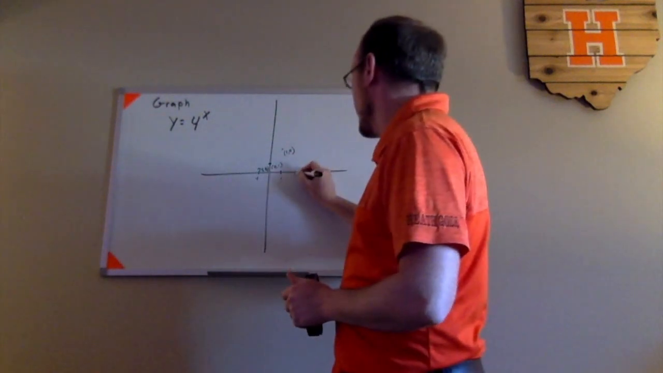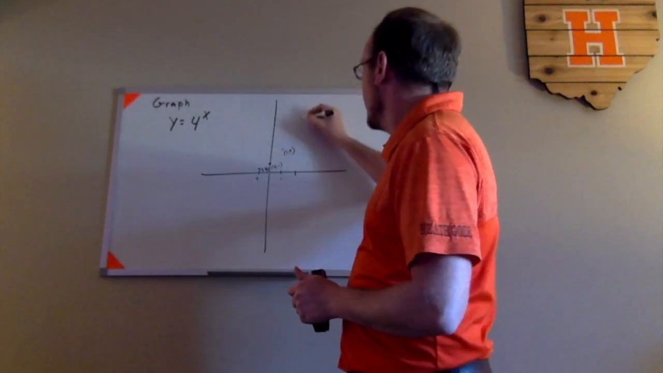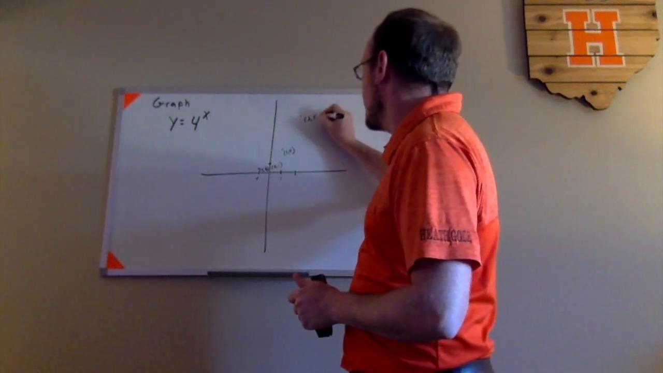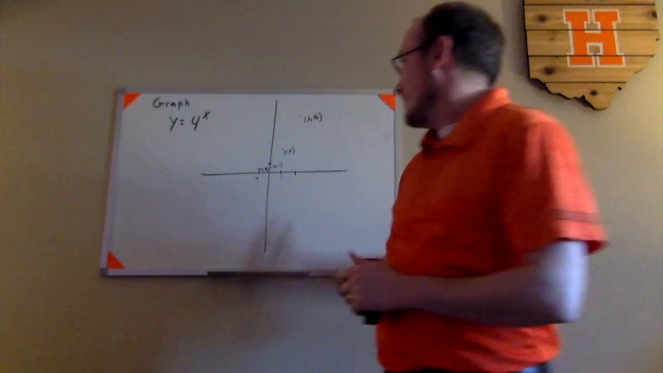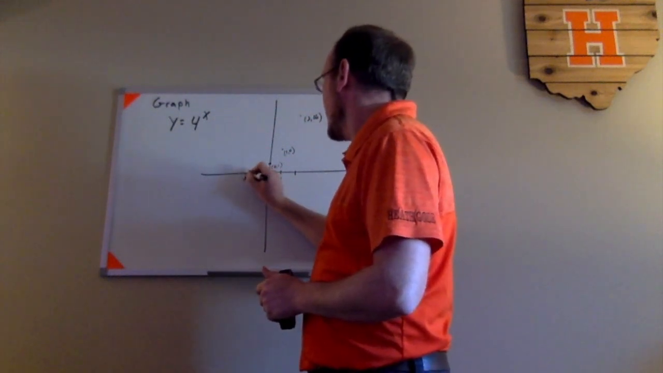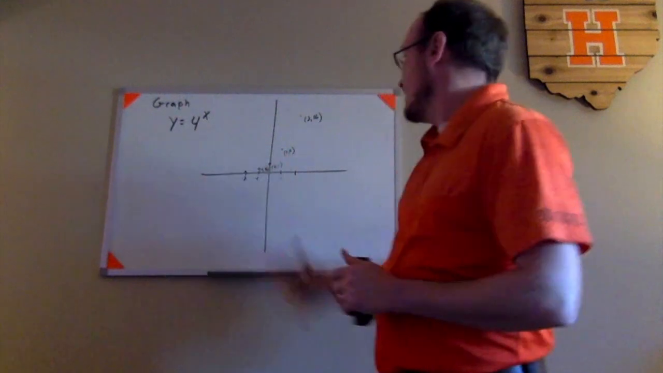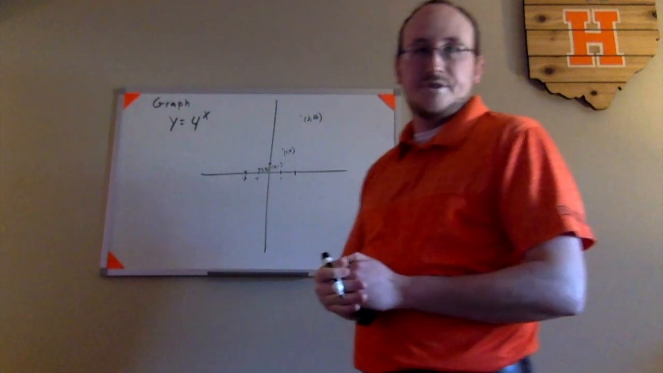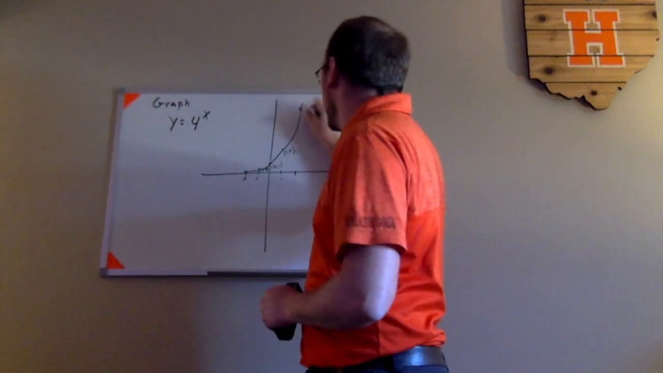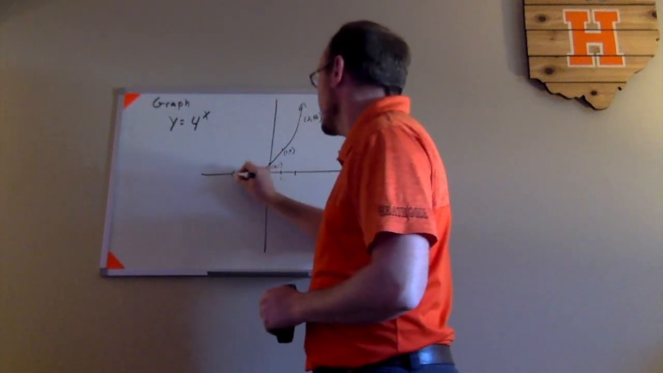If I wanted to go another one to the right, I'd have 2, and again times 4. 4 times 4 would be 16, like that. If I wanted to go another one to the left, to -2, I'd have this other point really low here. It would be (-2, 1/16) for those points. Just a rough sketch of what that should look like.